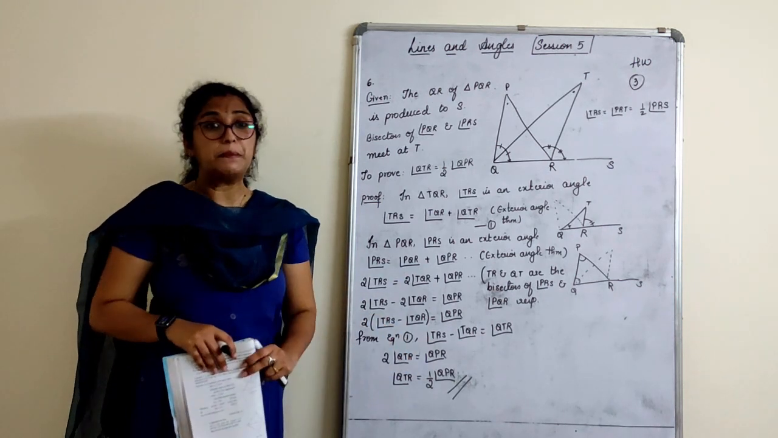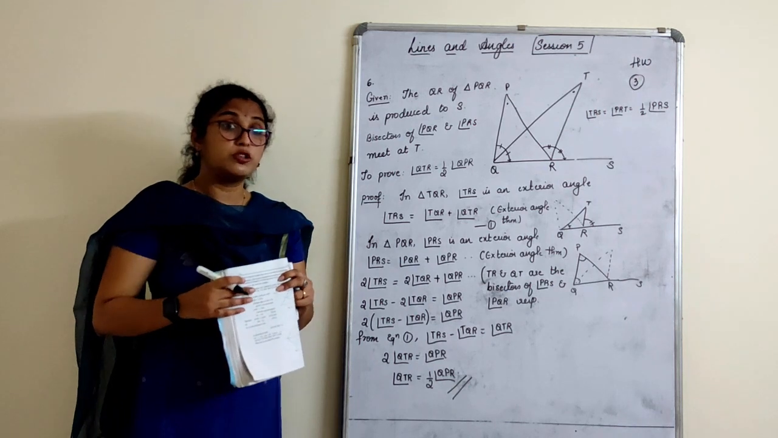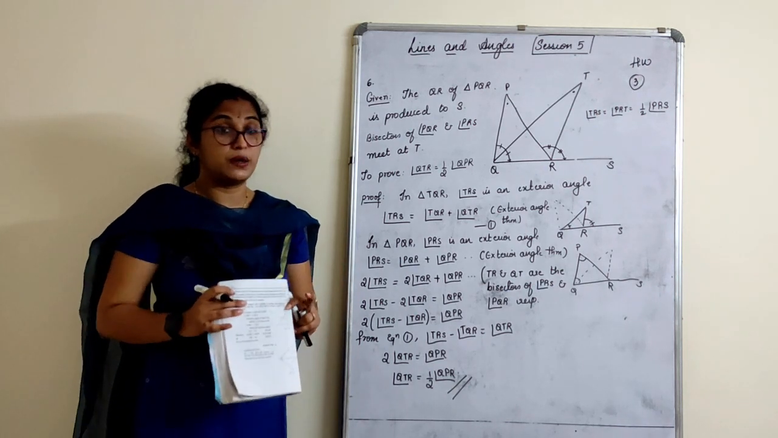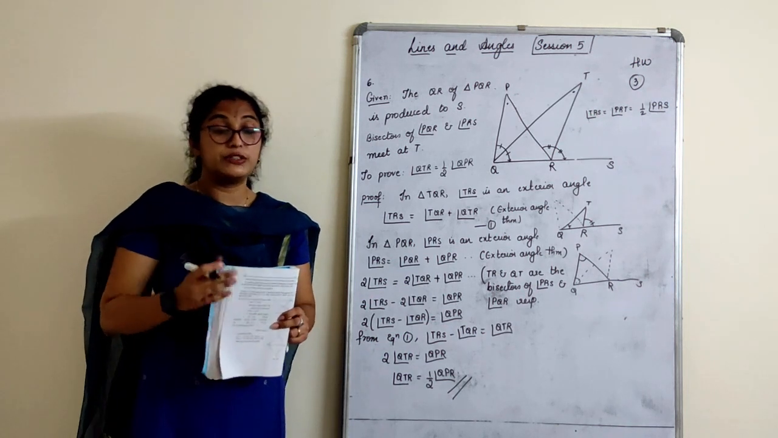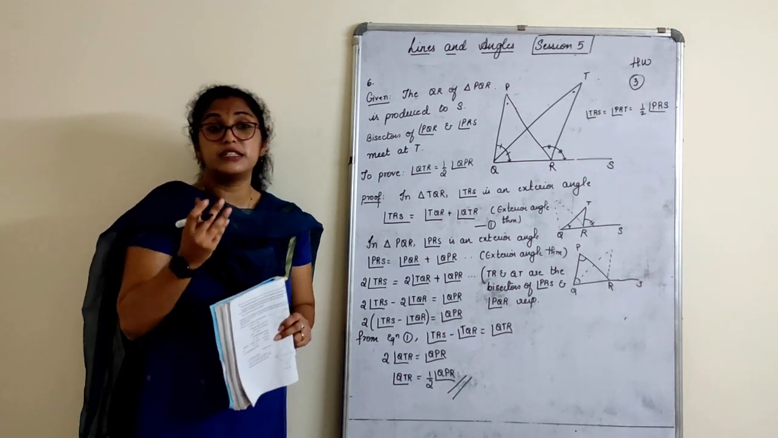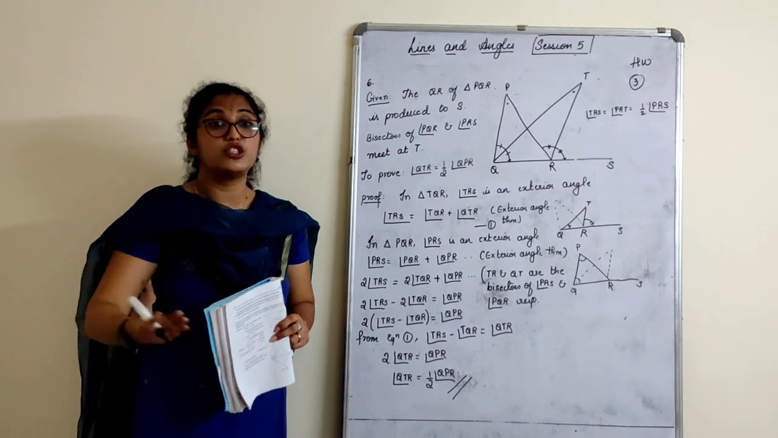So with this we complete the chapter lines and angles. You have to also practice the worked examples of this chapter. It's very important. My next chapter will be Euclid's geometry, because there we have to understand a few concepts, that is axioms and postulates, which we are going to use in the next chapter, triangles.